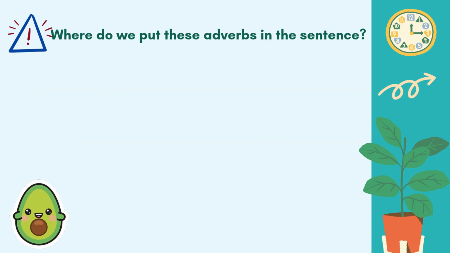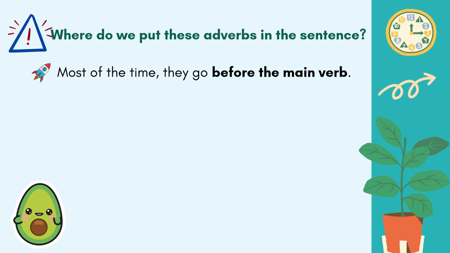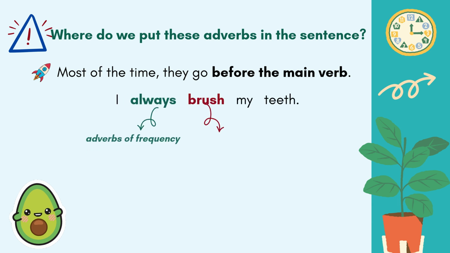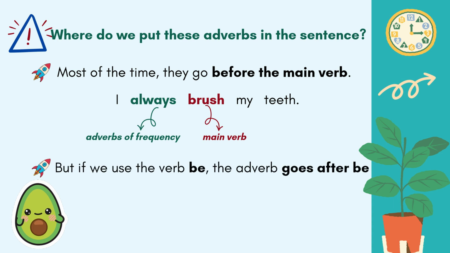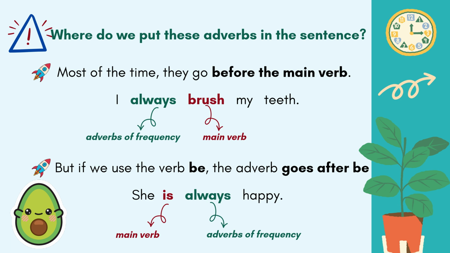Now, where do we put these adverbs in the sentence? Most of the time, they go before the main verb. For example, I always brush my teeth. But if we use the verb be, the adverb goes after be. For example, she is always happy. So remember these rules when you make your own sentences.